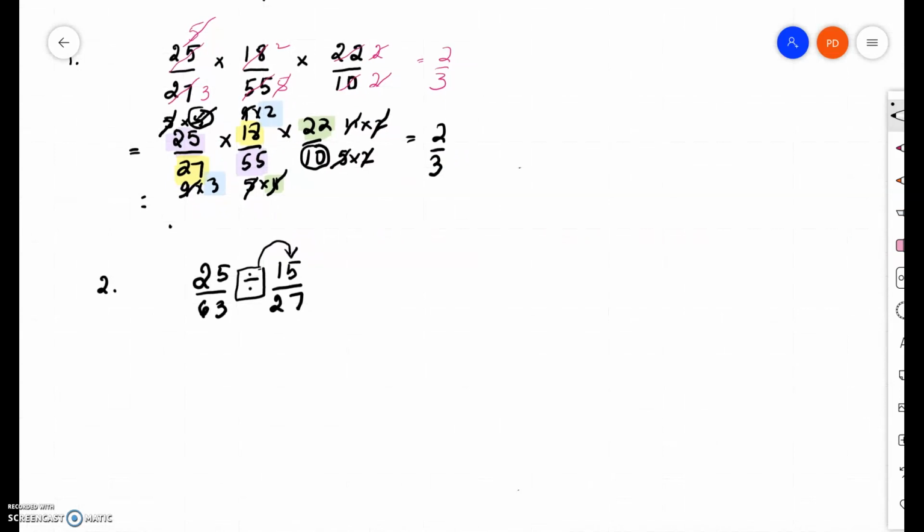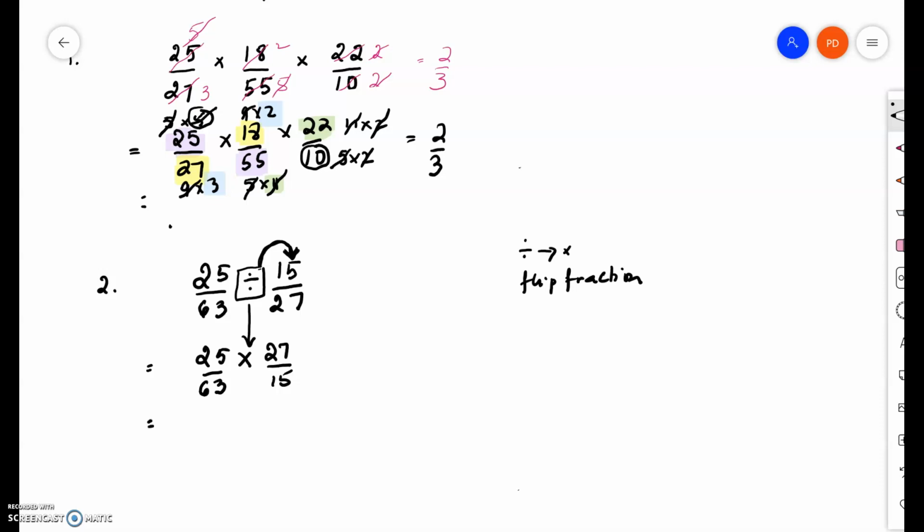Now when you have 25 over 63 divided by 15 over 27, we first convert this to a multiplication problem. So 25 over 63 times, we change division to multiplication, which means immediately to the right of the division symbol, we flip the fraction 15 over 27 to make it 27 over 15. So basically division changes to multiplication, and then we flip the fraction on the right of the division symbol. And now we just have a multiplication of fractions problem.